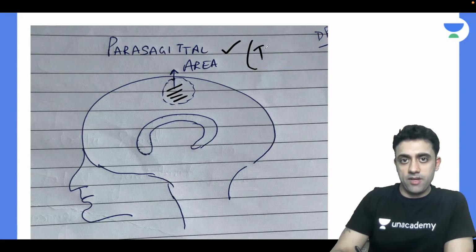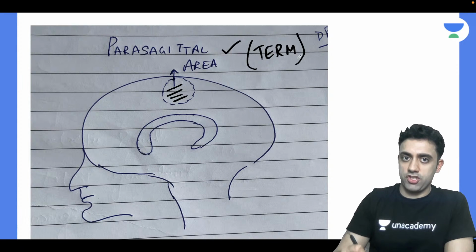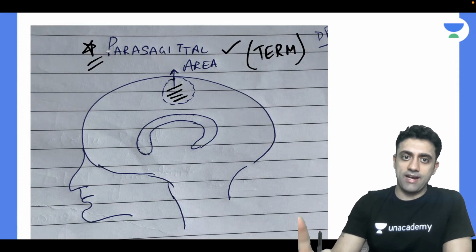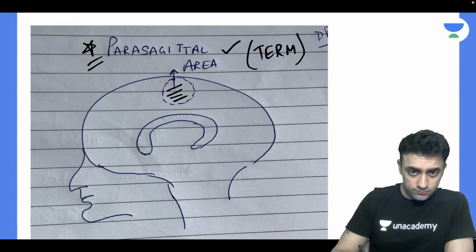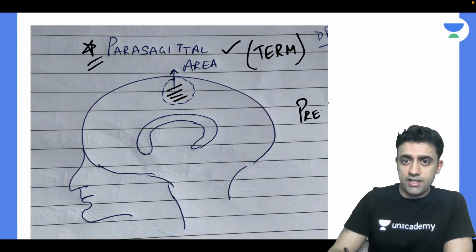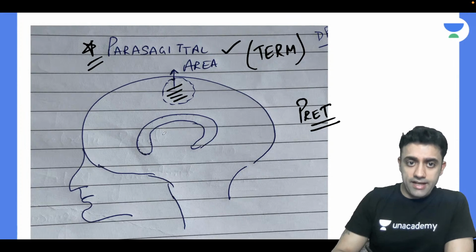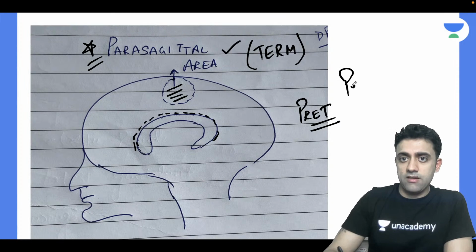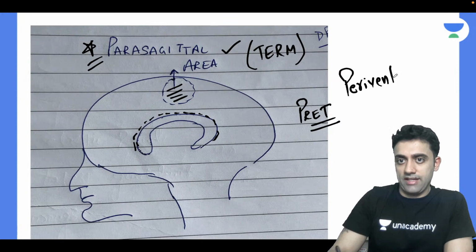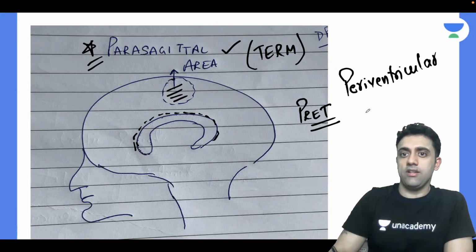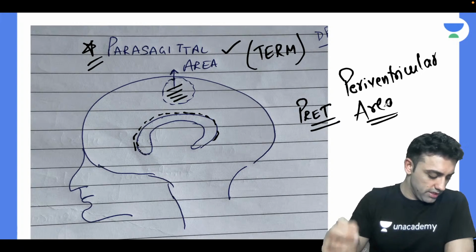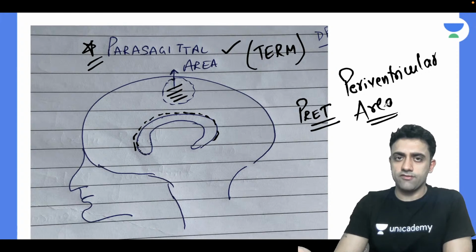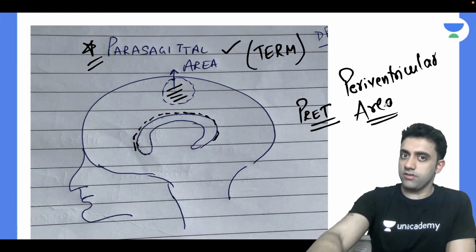If a term baby did not cry immediately, the NEET PG question is, which is the commonest area affected? It is the parasagittal area. And if a preterm baby did not cry, then the area affected is the periventricular area. Periventricular area. Did you understand? Yes or no? These two PG questions are over. Almost in 15 questions we have covered. Okay, done. Next.